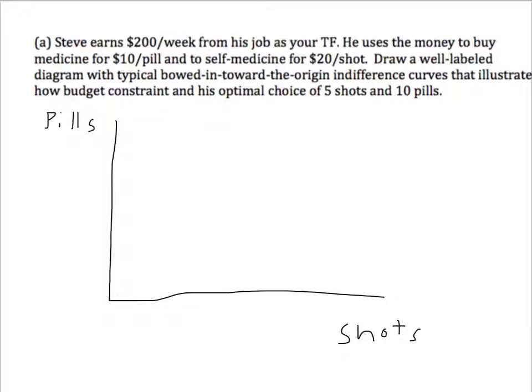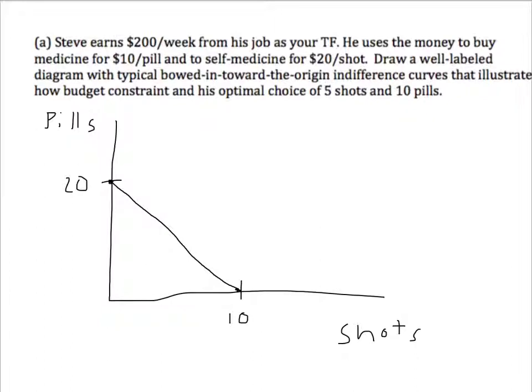So we know that pills cost $10. That means he can afford 20 pills total if he spends all of his income. So this point that I've just labeled is one point on the budget constraint. And we know that he could afford 10 shots if he spent all his money on shots, because 200 divided by 20 is 10. So you have a second point on the budget constraint, and now we know the budget constraint's a straight line, since the slope is equal to these prices, and these prices haven't changed. They don't change at any point.